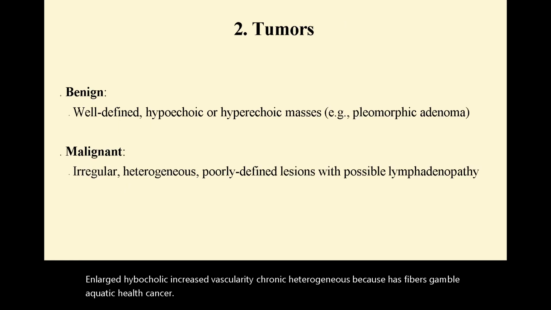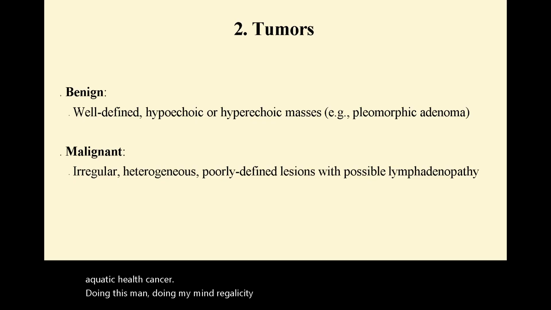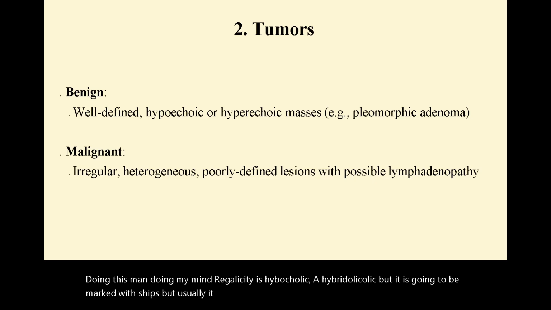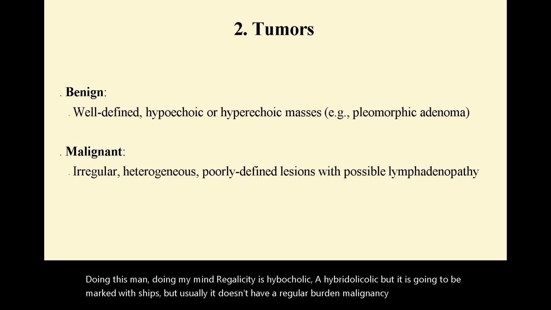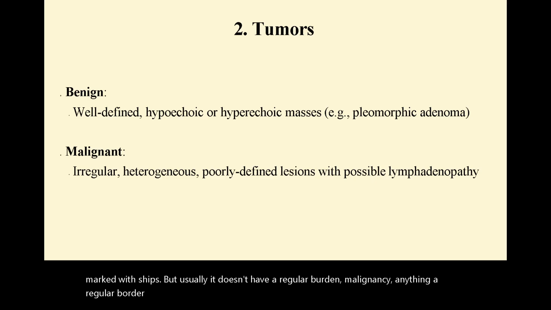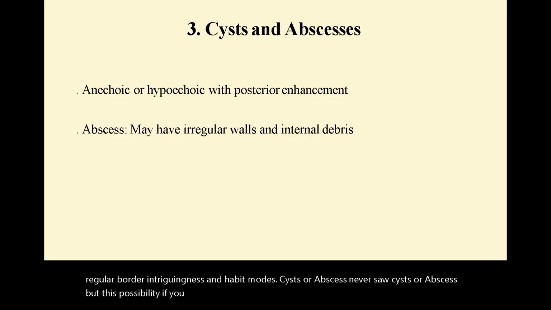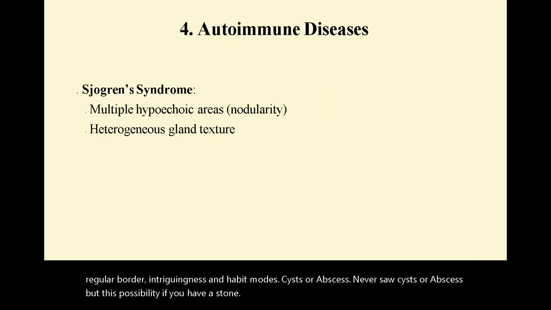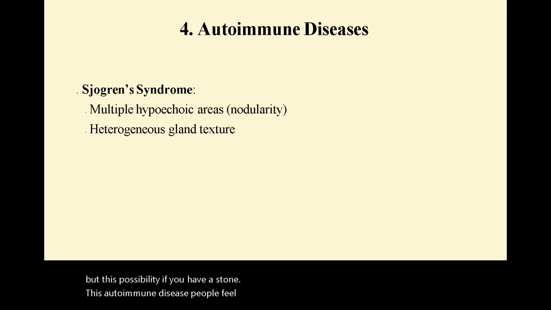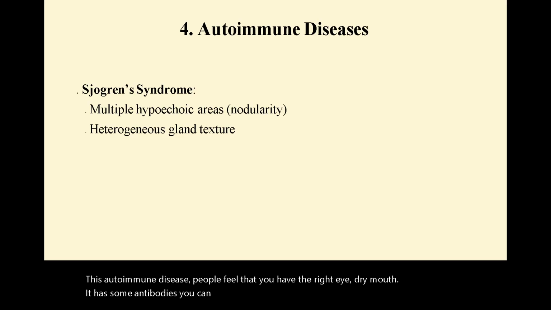Tumors, benign tumor: we're going to say it is hypoechoic, but it can have multiple shapes, and usually it doesn't have an irregular border. Malignancy: anything with an irregular border, heterogeneous, and with lymph nodes. Cysts or abscess: I never saw cysts or abscess, but it is a possibility if you have a stone in the salivary gland. Sjogren's syndrome is an autoimmune disease, people feel that you have dry eye, dry mouth. It has some antibodies. You can detect it and say this one is an autoimmune disease.